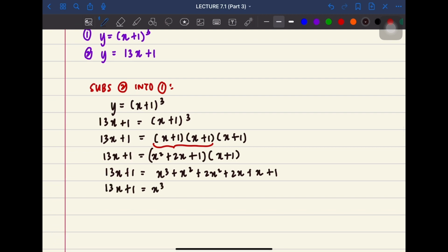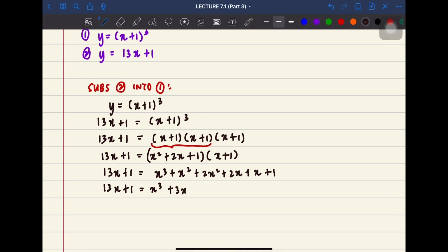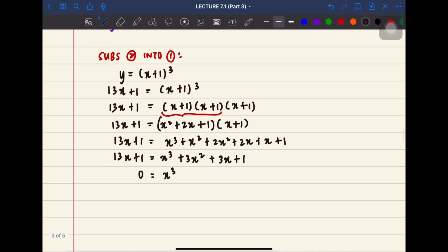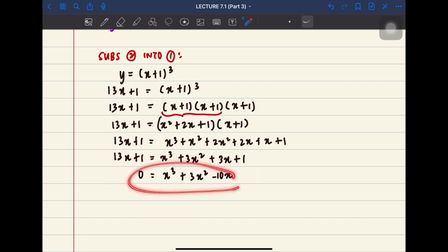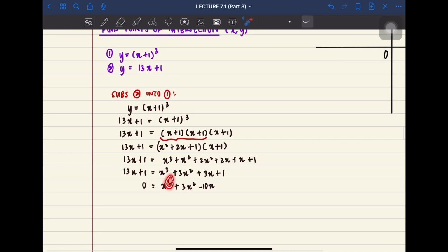So x cube tak boleh combine dah. So we have 1 plus 2. So we have 3x square actually. And then we have 3x plus 1. Okay, so kita bawa semua pindah belah kanan supaya belah lagi satu jadi kosong. Okay, so we minus 3x minus 13x, so we get negative 10x. And then 1 minus 1 is 0, so hilang. Okay, so dah tinggal bentuk macam ni. Okay, so this is cubic equation actually. So we have power 3 dekat situ.